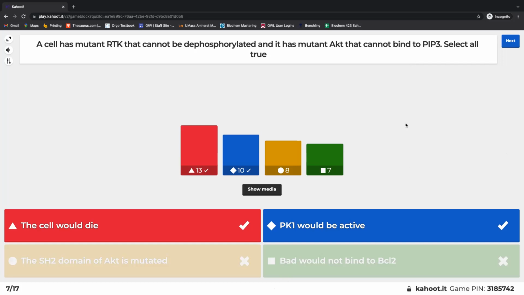But if this can't be phosphorylated, then the RTK is constantly doing stuff that would produce PIP3. Remember that the two things that bind to PIP3 are PDK1 and AKT. So PDK1 is still binding to PIP3.